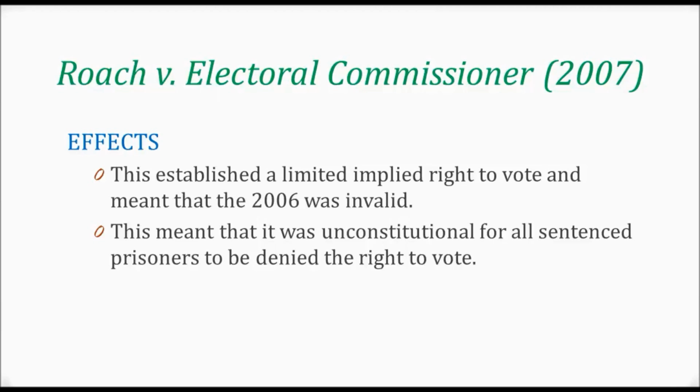It meant that it was unconstitutional for all sentenced prisoners to be denied the vote, but the High Court did say that it was okay for prisoners who are serving longer than 3 years to be denied the right to vote. So that's why it's a limited implied right to vote and not a full implied right. And you can see this as perhaps more of a structural protection relating to the system of representative government. And that's it.